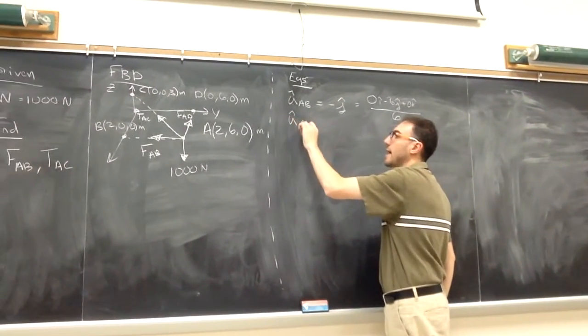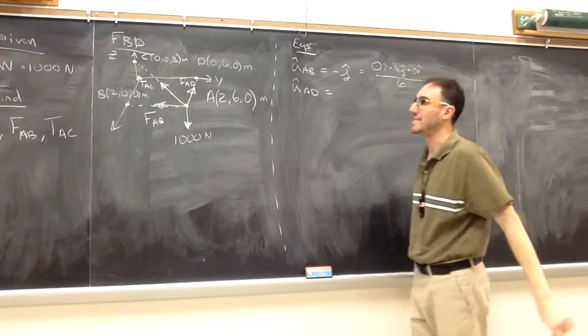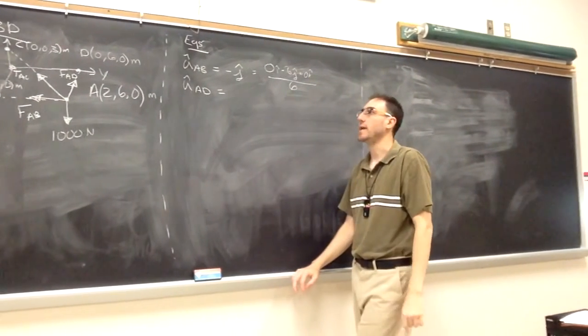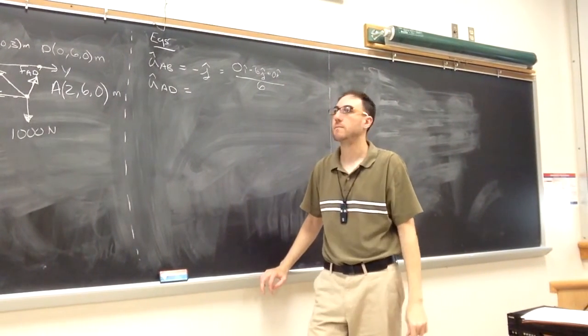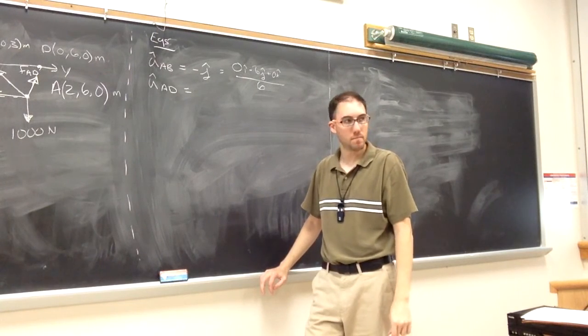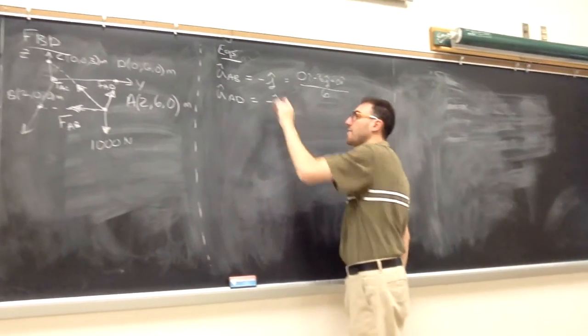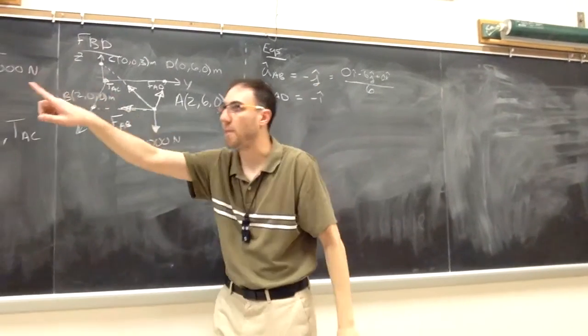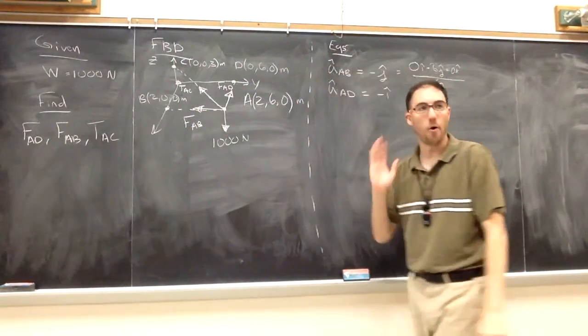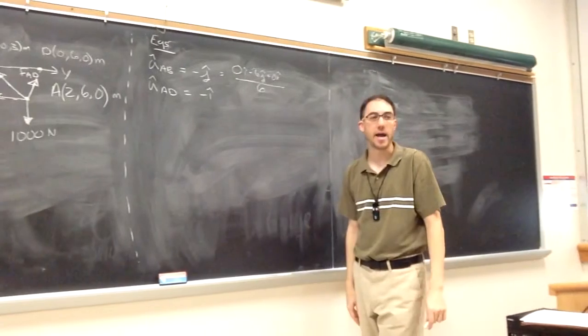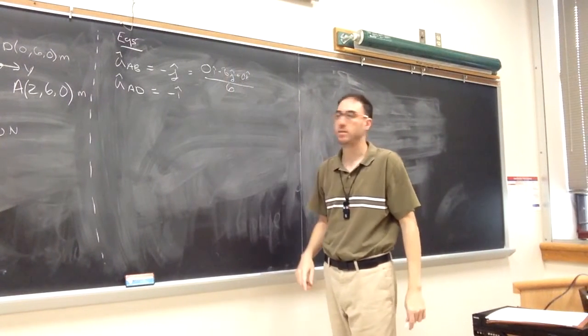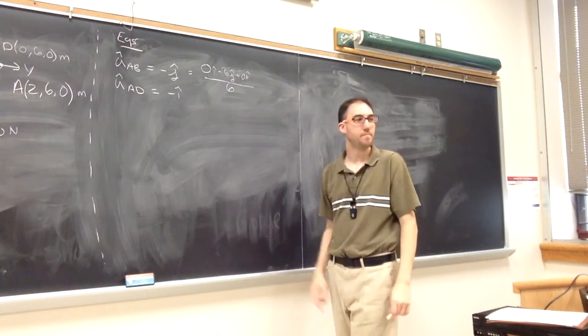So if I look at the direction from A to D, what is that unit vector going to be? Negative i hat. Right? It's pointing in the negative x direction to go from A towards D. So since it's only in the x direction, it's just negative i. Again, I can go through these steps again later, too.